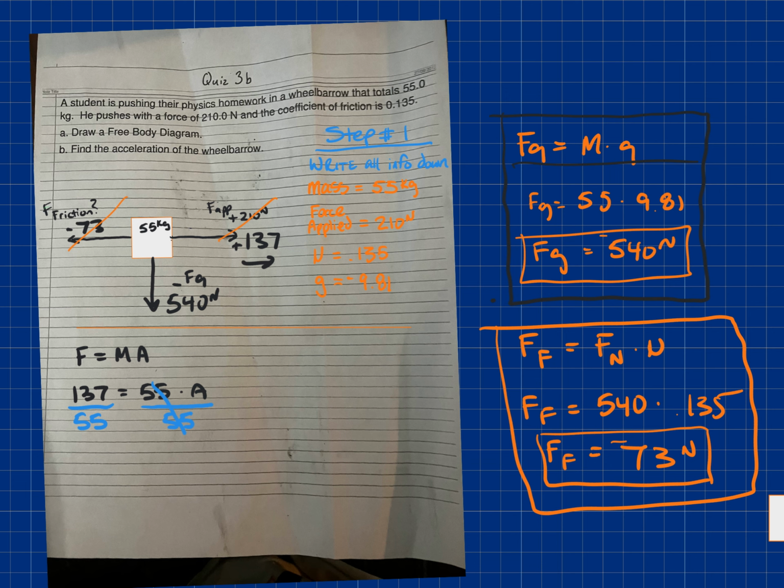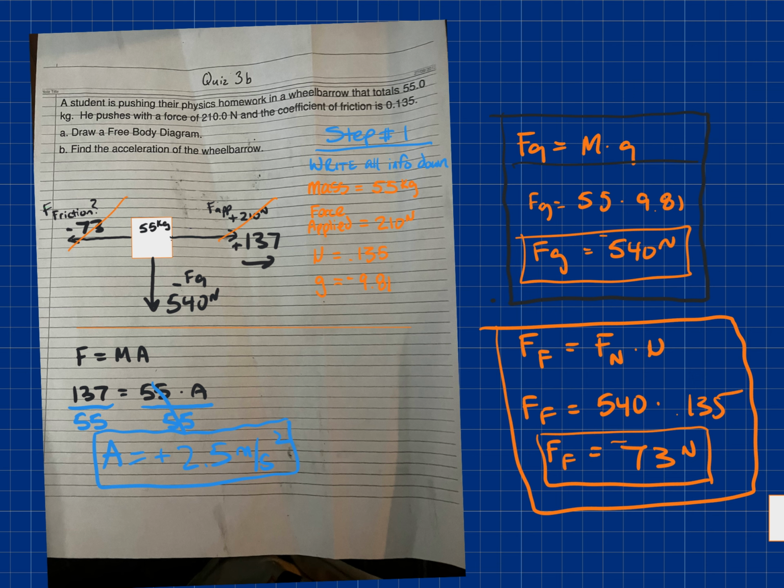We're doing the opposite operation. And so this is going to be 137 divided by 55. So it's going to be like roughly 2.2 or something. I was wrong, 2.5. So my acceleration is equal to positive 2.5 meters per second squared to the right. So the object is going to gain 2.5 meters per second every second that it's moving.